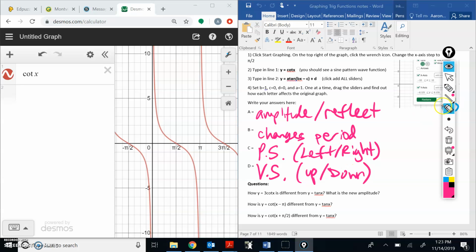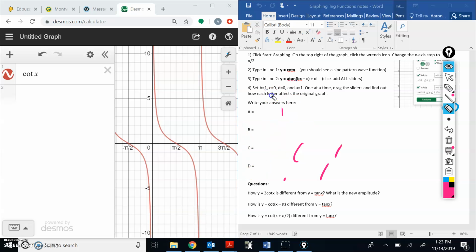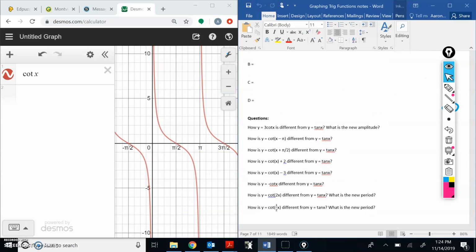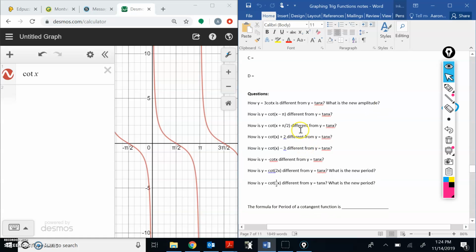Knowing this and knowing your previous information on sine, cosine, and tan, now take cotangent and see how it is different than tan with these questions. Just like tangent, by the way, the period formula is pi divided by b. Again, this is different than cosine and sine, which is 2 pi divided by b.